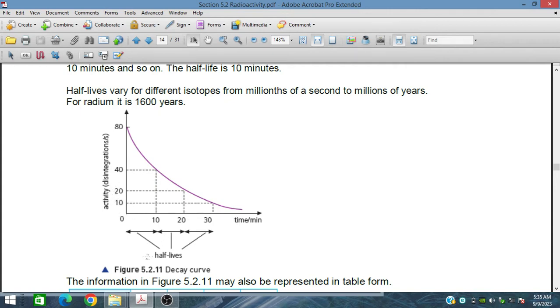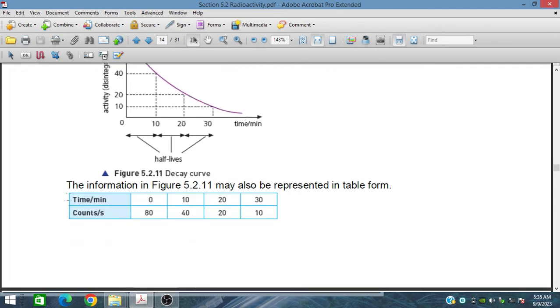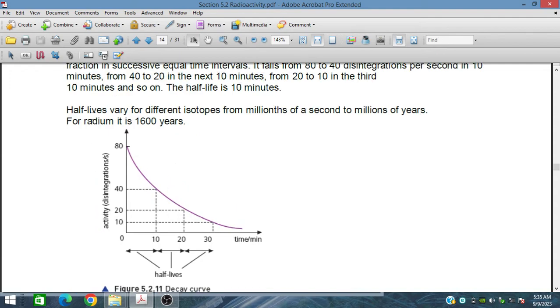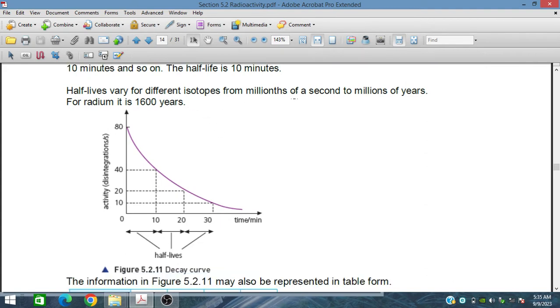So this 10 minutes is basically the half-life of this radioisotope. For radium, the half-life value is very large, 1600 years. And some isotopes have a half-life in terms of seconds or milliseconds.